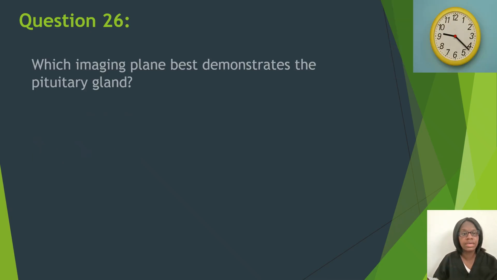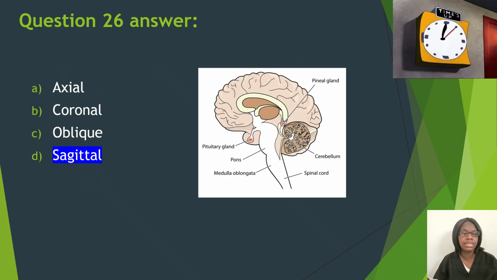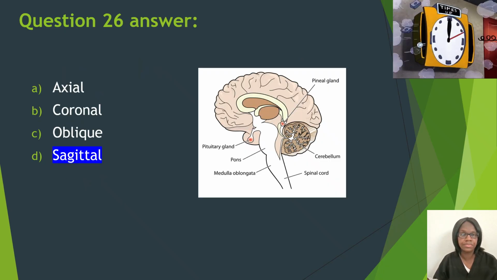Question 26. Which imaging plane best demonstrates the pituitary gland? A, axial, B, coronal, C, oblique, D, sagittal. All right, the correct answer is D, sagittal.